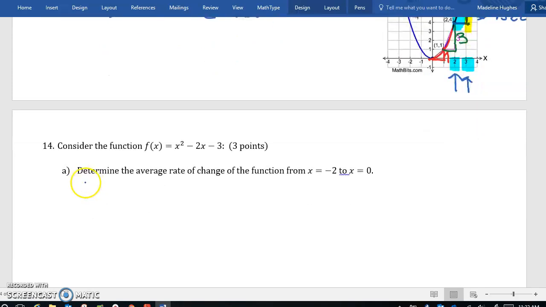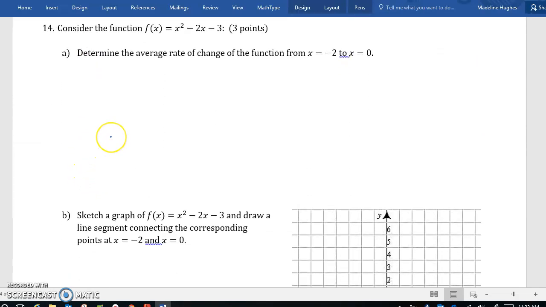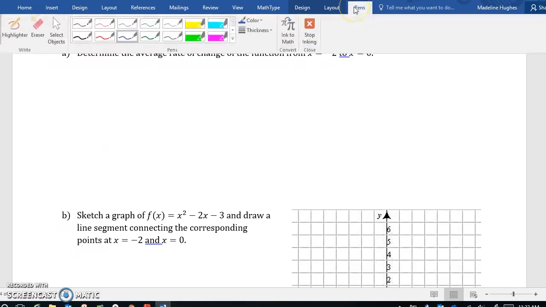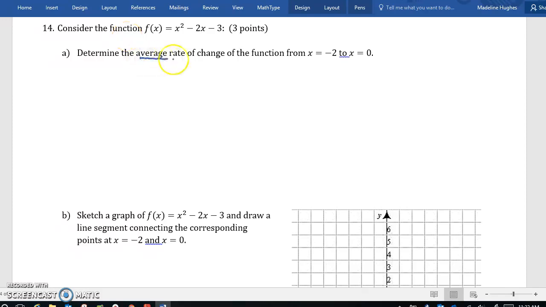Okay, number 14. Consider the function f of x is equal to x squared minus 2x minus 3. We are to first determine the average rate of change of the function from x equals -2 and x equals 0. If we're finding the average rate of change, we need to find the slope. And the slope, we have to have change in y's over change in x's. And we only are given the x's, so we're going to have to find the y's.